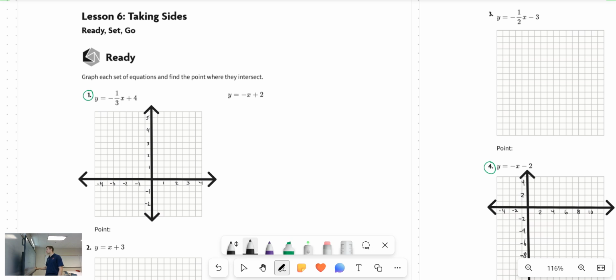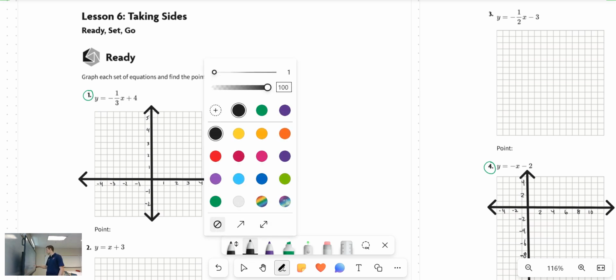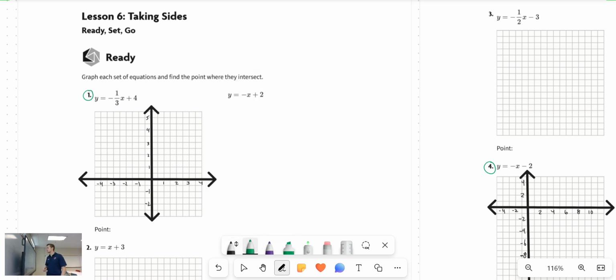So we actually have done this just recently in Lesson 5. We ended up doing this, right? This was like the last step. So it's what we're going to start with on Lesson 6. So graph each set of equations. We will graph this equation in green and the second equation in purple. So let's get our green equation graphed first.